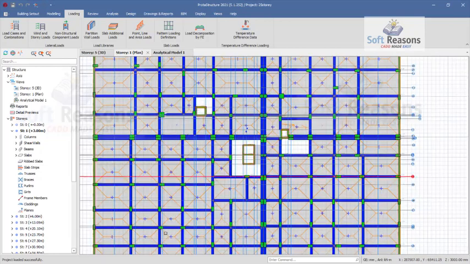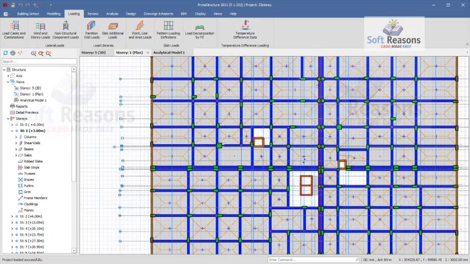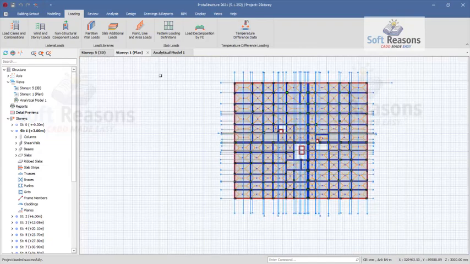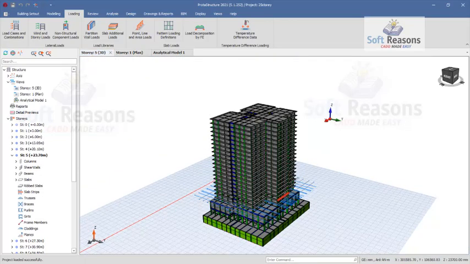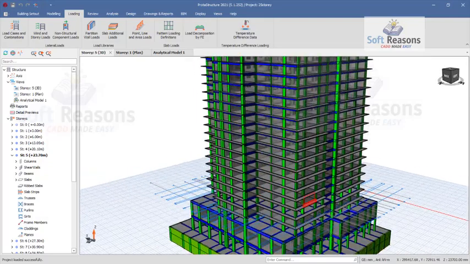You can see the whole of here is a part, the whole of this side is a part, this other side is a part, and then this is the 4th part of the structure, as this expansion joint just cuts across this structure. Once you do this, I tell you that ProtaStructure will be able to distribute load evenly, and then you will design all of the members in this structure successfully.